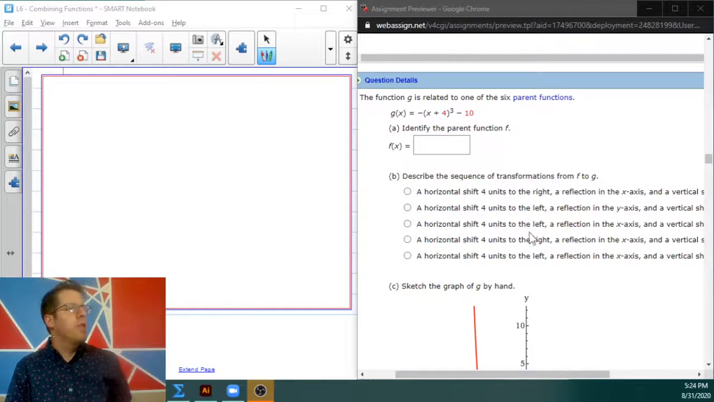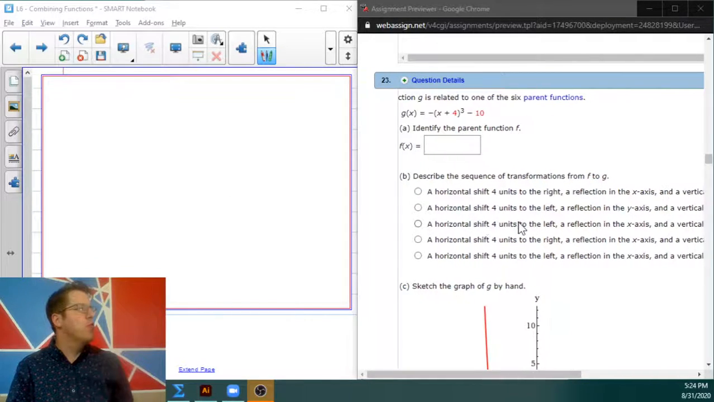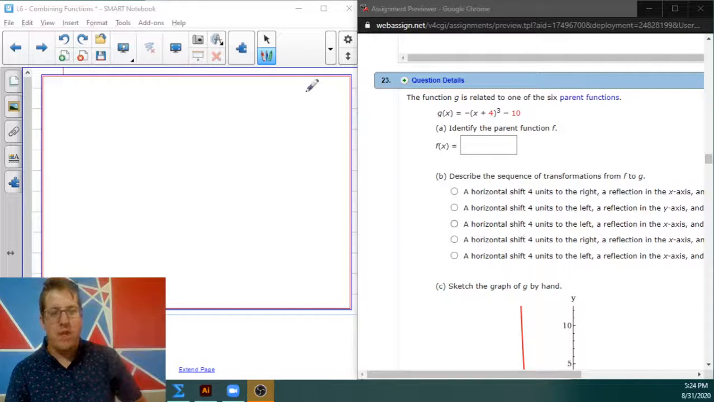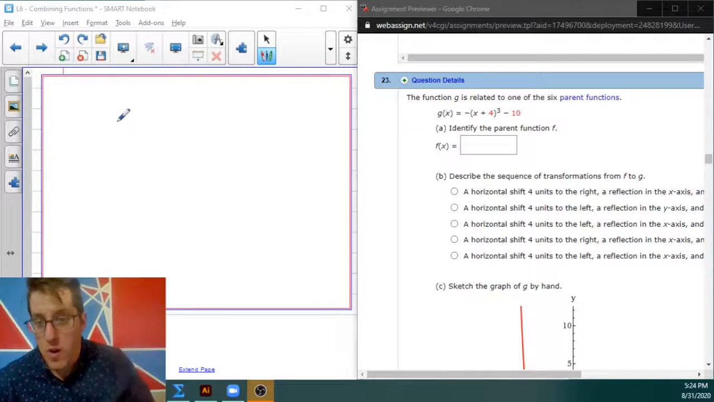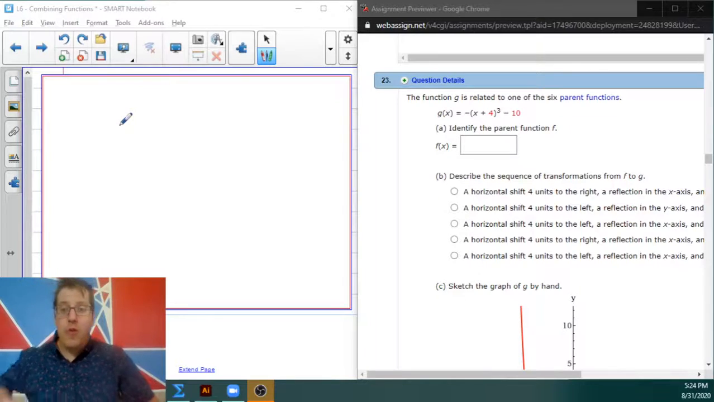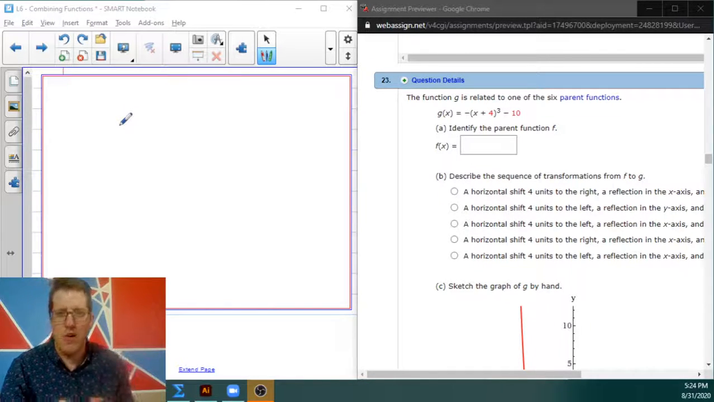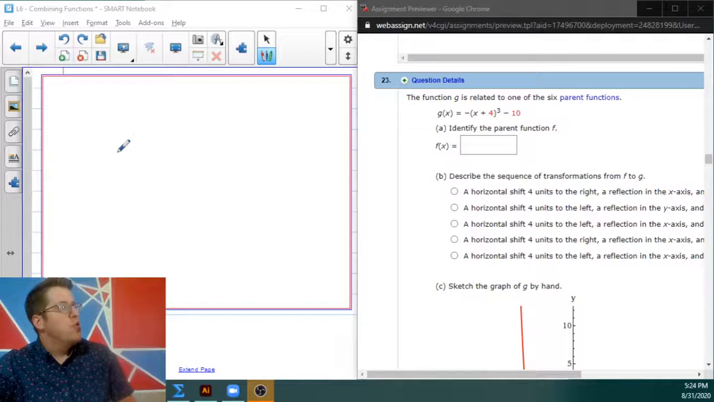Okay, so I am looking at problem number 23 from the homework, although there are several like this. The function g is related to one of the 6 parent functions. So I have an earlier video on the parent functions. I will throw the link in the description. And maybe I'll learn how to do annotations and put the link right here. I might not know how to do that. We'll see. Okay. So identify the parent function.